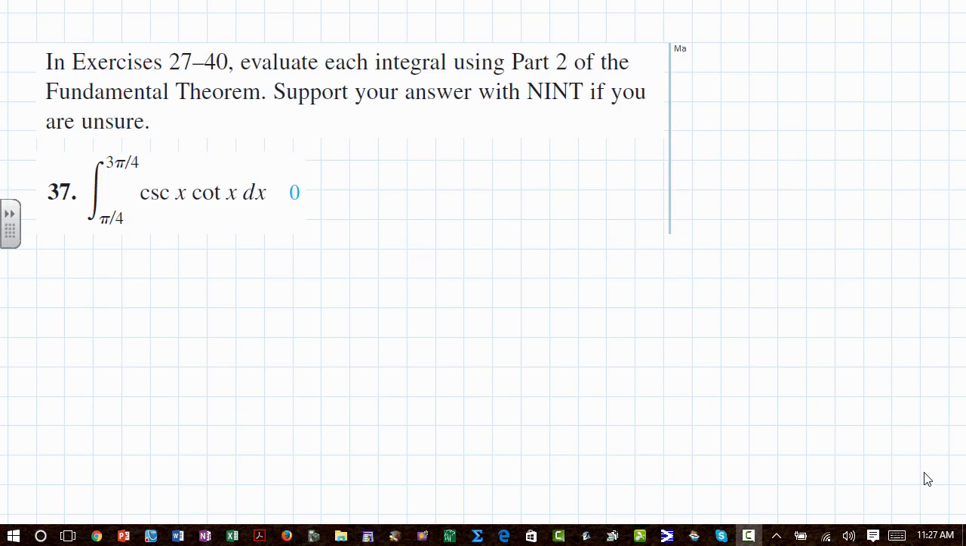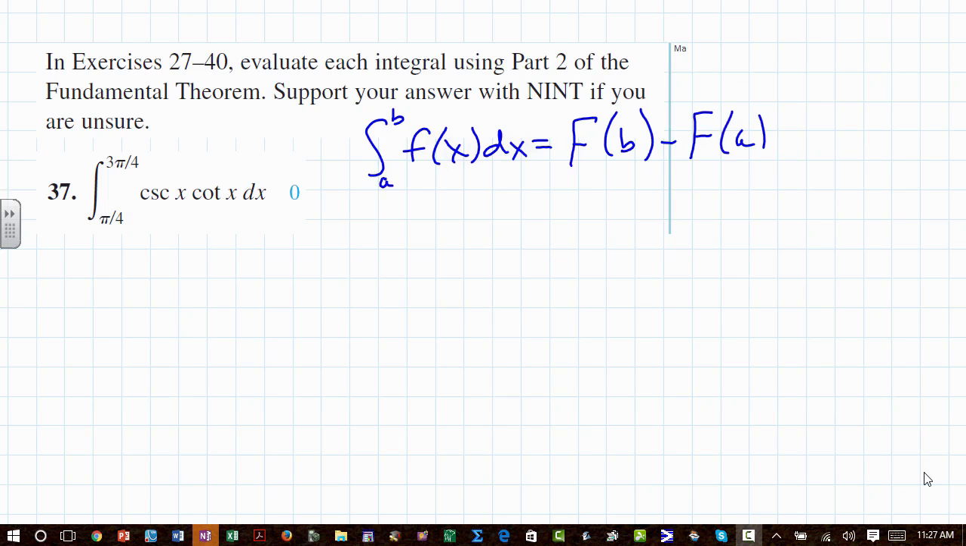This is section 5.4, problem number 37. We're going to again use the fundamental theorem of calculus part 2, which is, again, the integral from a to b of f of x dx is equal to big F of a minus big F of b, where big F prime is equal to little f, meaning that big F is the antiderivative of little f.